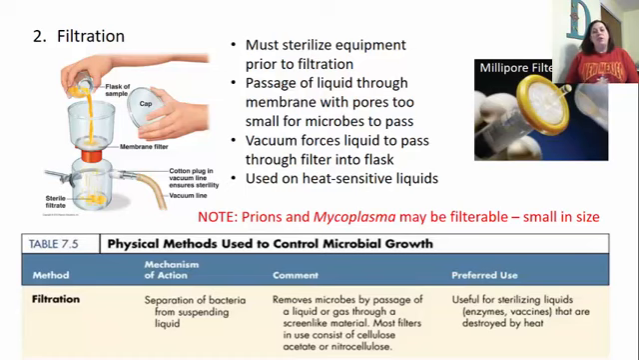We use a vacuum, which helps force the liquid to pass through the filter into the flask. It's used on heat-sensitive liquids. And so these are liquids that you can't autoclave or you can't use in like an oven or boil. So this is really important in separating bacteria from its suspending liquid. A note here is that mycoplasma may be filterable. They are very small in size, and so we could potentially see that they are filterable. This is useful for sterilizing liquids, again, those especially who have enzymes or vaccines, to make sure that these things don't get destroyed by heat.